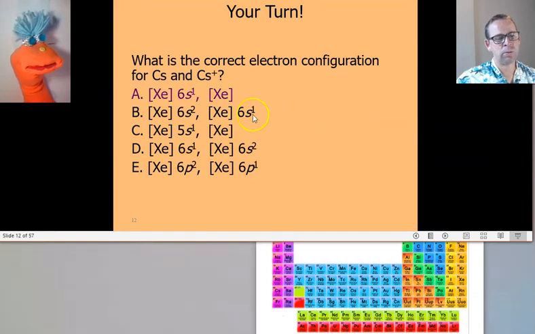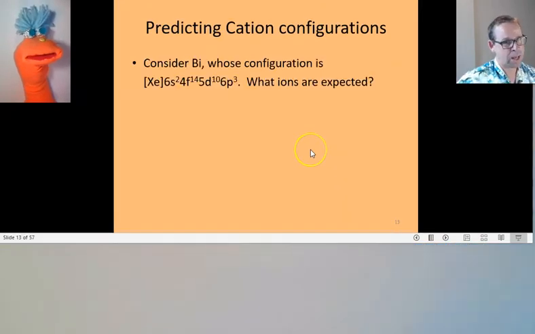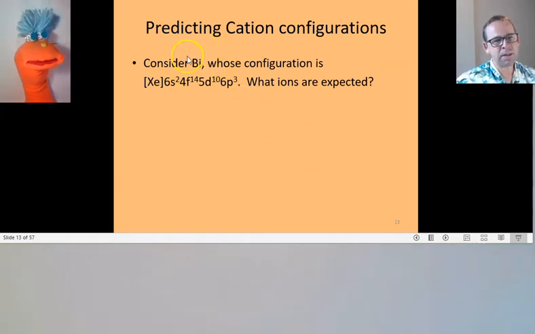So we found that this was the electron configuration for cesium, and then we see that when cesium loses an electron, forming a positive charge, it's that 6s1 that it loses. And look, it leaves behind a noble gas core, right? Which, again, results in a degree of stability. Okay, so let's look at another one, bismuth ion. Looking at the electron configuration, what ions might you expect?